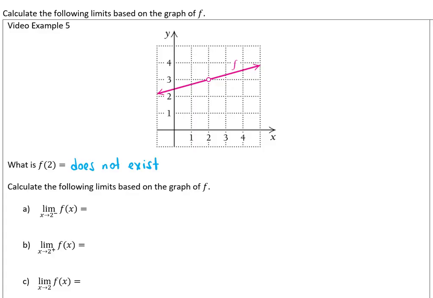However, if we look at the limit as it approaches 2 from the left-hand side, we notice that it's approaching 3. If we look at the limit from the right-hand side, we notice that it is also approaching 3. Therefore, the limit of f of x as x approaches 2 is also 3, since the limit exists and it matches. Even though f of 2 does not exist, the limit of it exists. And the limit of f of x as x approaches 2 is 3. That way, we can find values that do not exist as part of the function, but still we can figure out where it's headed as we get close to that value.